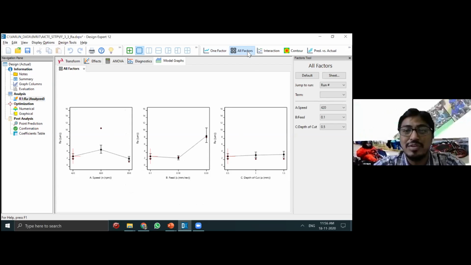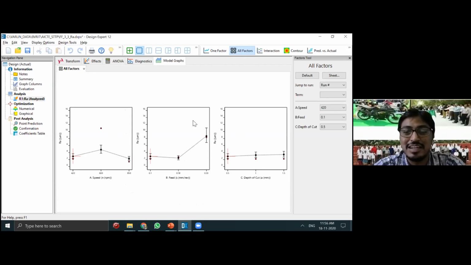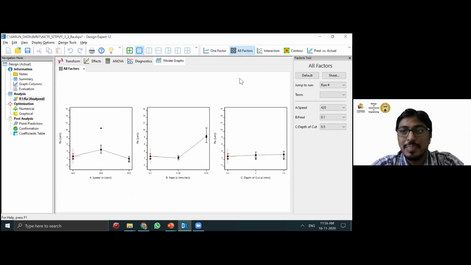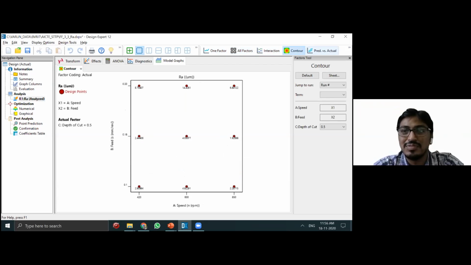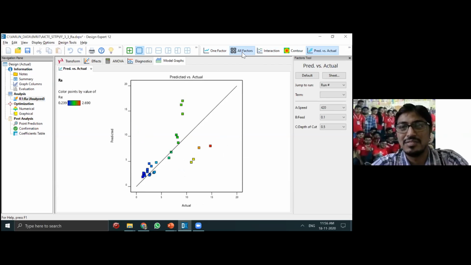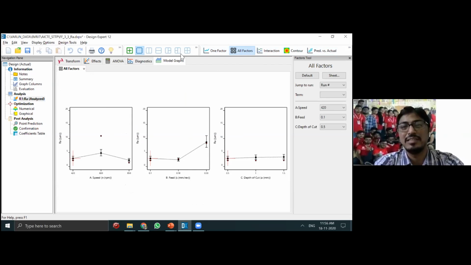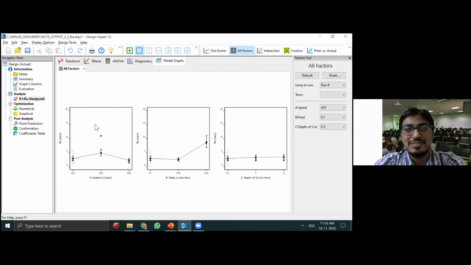And then coming to all factors, this also you can just right click and save it off. And the other things are, as usual, contour plots if you want, or predicted residuals and all this.